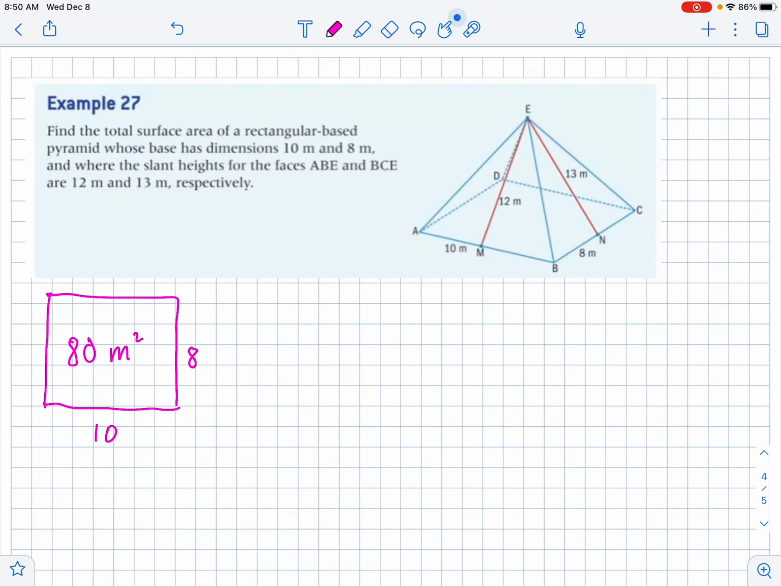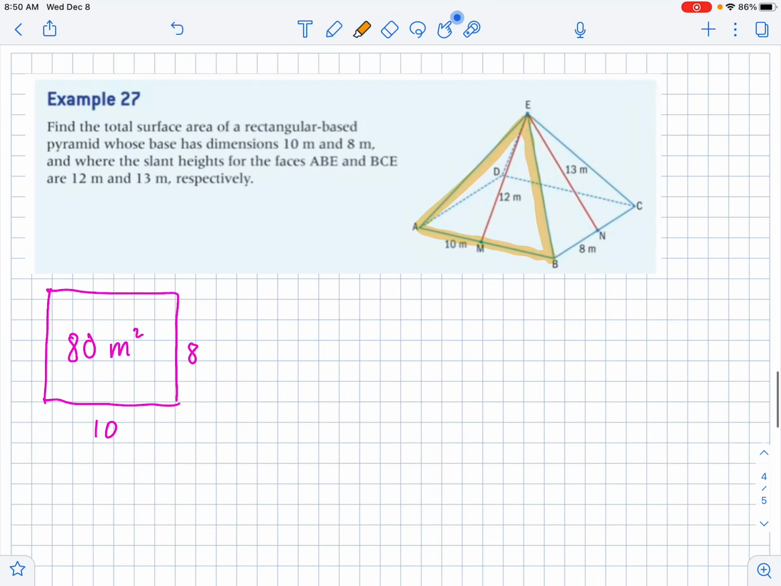Then there's 4 triangles on the outside, but they're not all the same triangles. Like this triangle right here is different than this triangle right here. These 2 are different. But they do have matching buddies on either side. There's another green one over here, and there's an orange one back here that does match up. So we're going to do this plus 2 of this triangle.